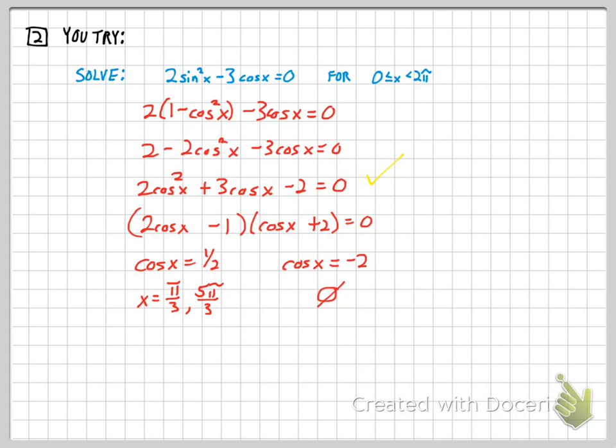If you need to do that off to the side, feel free. But ultimately I end up with two simple cosine statements. One of them has answers in the first and fourth quadrants, and once again I have a second half of the problem that has no solution. So my final answer should be pi over 3 and 5 pi over 3.